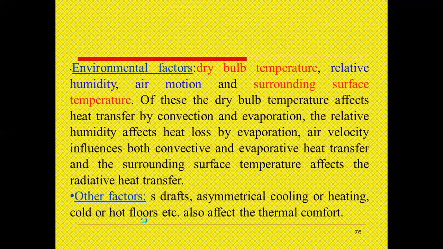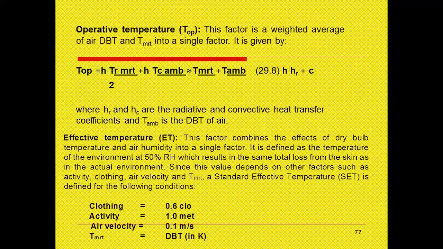Then the operative temperature is another factor affecting thermal comfort. T operative is the weighted average of air DBT and TMRT into a single factor, given by T operative equals (hr times TMRT plus hc times T ambient) divided by (hr plus hc), where hr and hc are the radiative and convective heat transfer coefficients and T ambient is equal to the DBT of the air.